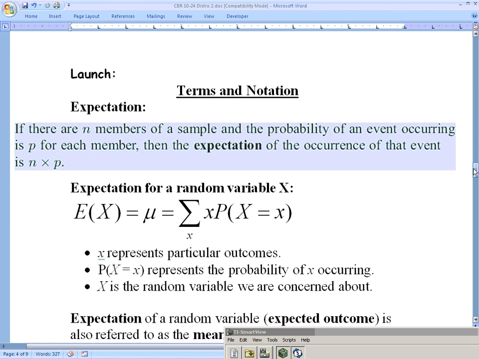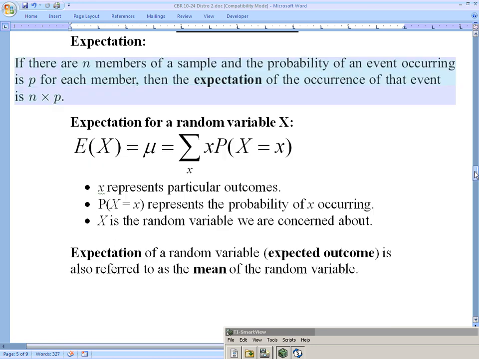The second part of our learning intention was to talk about expectation. You can have expectation and expectation of a random variable. Expectation is basically what are you expecting to get? It's really what you think that means based on our own understanding of the English language.